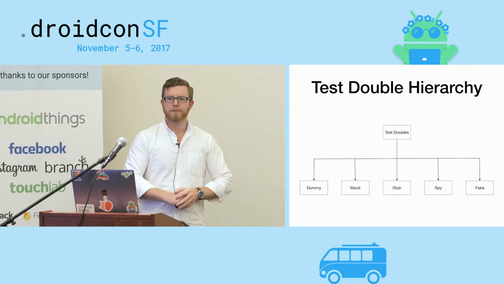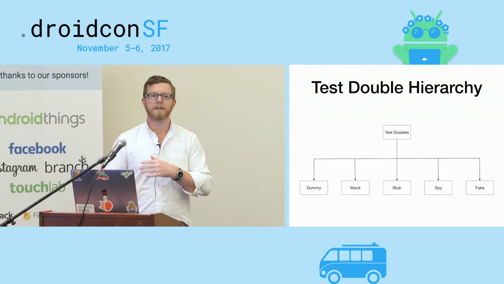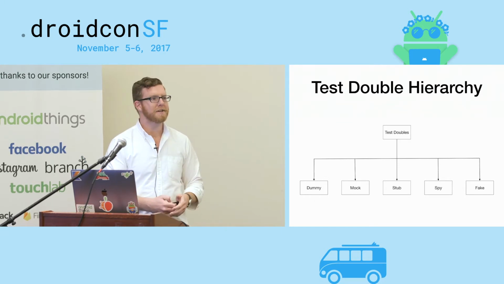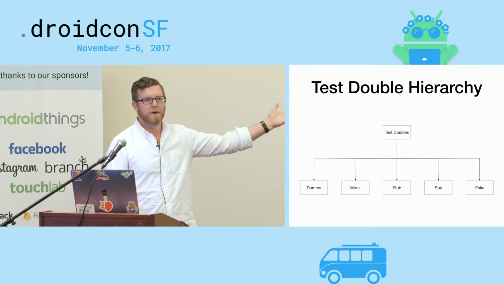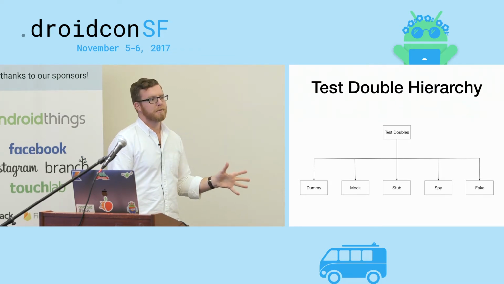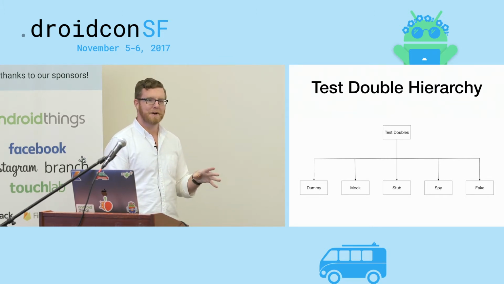So, test doubles. Test doubles are basically any object that you want to replace in a test. Now, that's a very broad definition, but basically that is what they are. You'll see at the bottom there are 5 different test doubles I'm going to be talking about in this talk. These are not things I made up on my own, so don't worry about that.